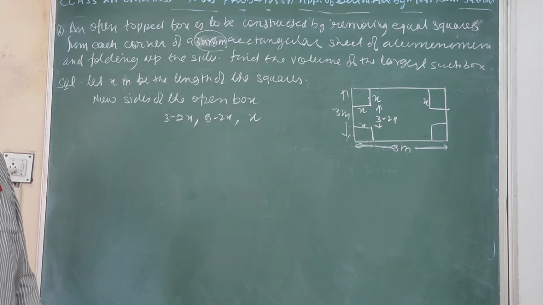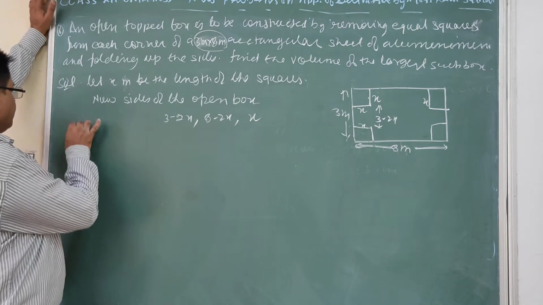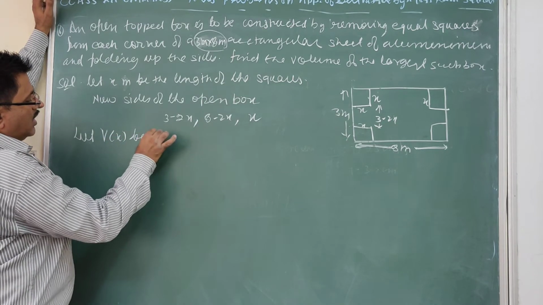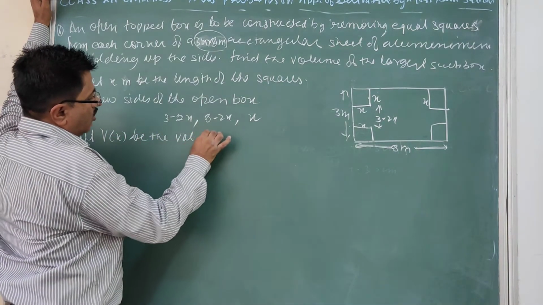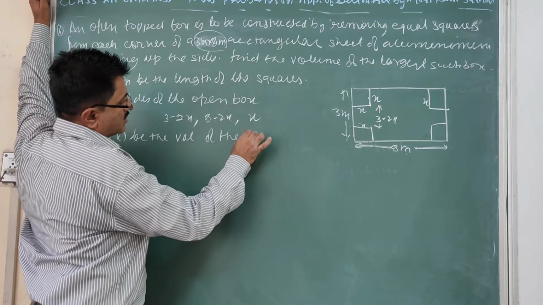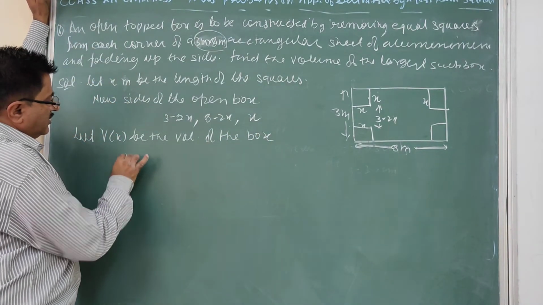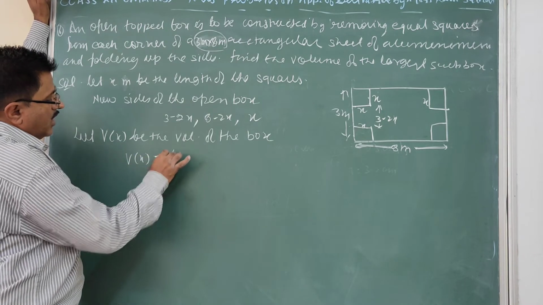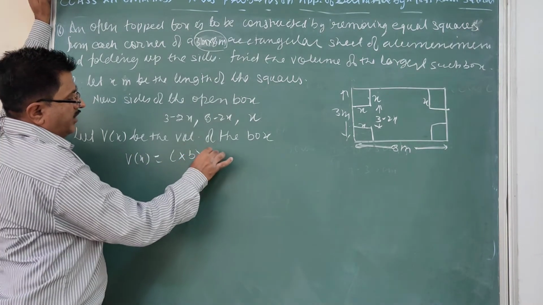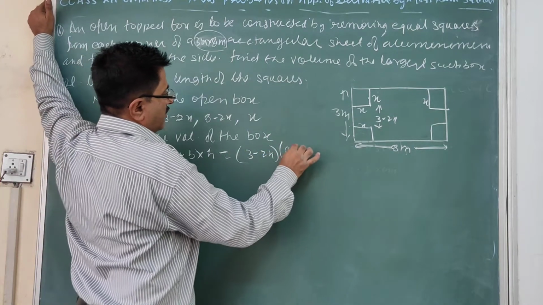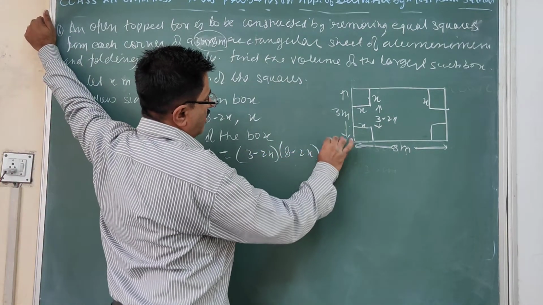Clear? So now let V of x be the volume of the box. So we know that this is a cuboidal box and volume equals length into breadth into height. That is 3 minus 2x, 8 minus 2x into x.